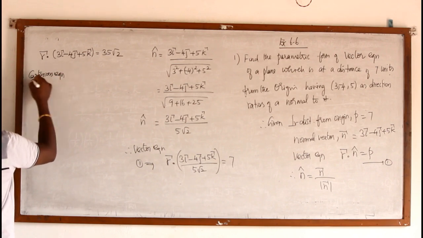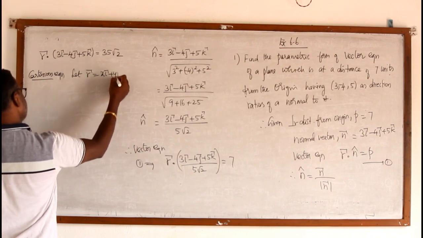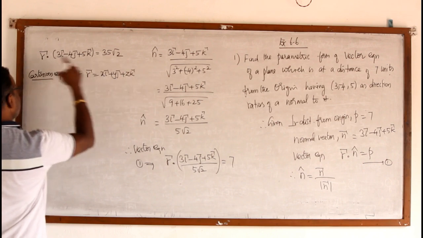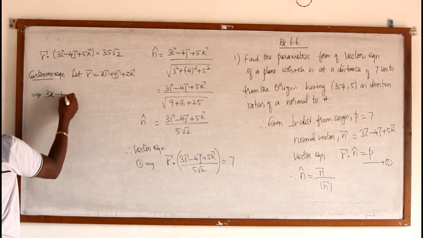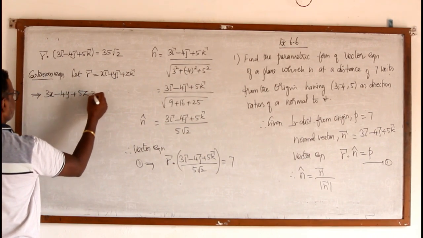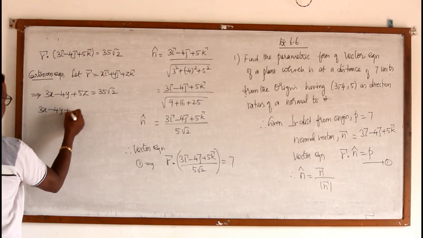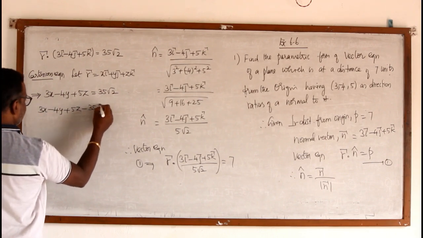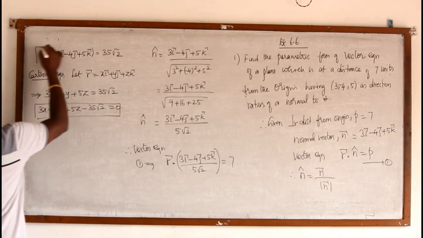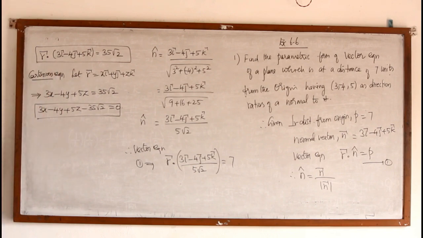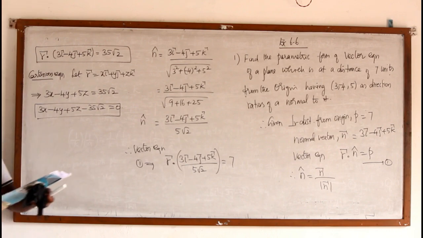Therefore, the Cartesian equation is, let r vector equal xi + yj + zk. When I substitute here and find the dot product, this becomes straightaway 3x - 4y + 5z = 35 root 2. That is 3x - 4y + 5z - 35 root 2 = 0. This is the Cartesian equation and this is the vector equation. So this is how we can easily do problem number 1. Next, problem number 2.